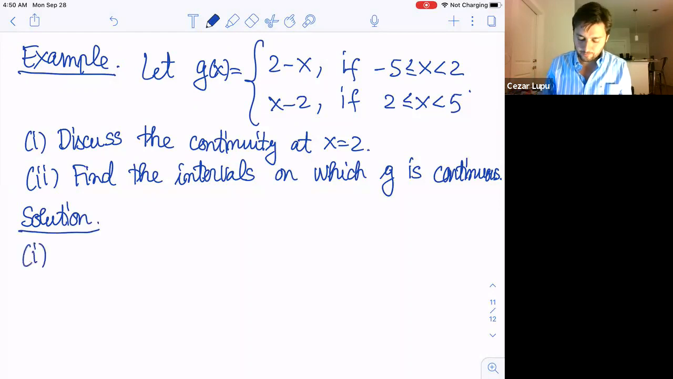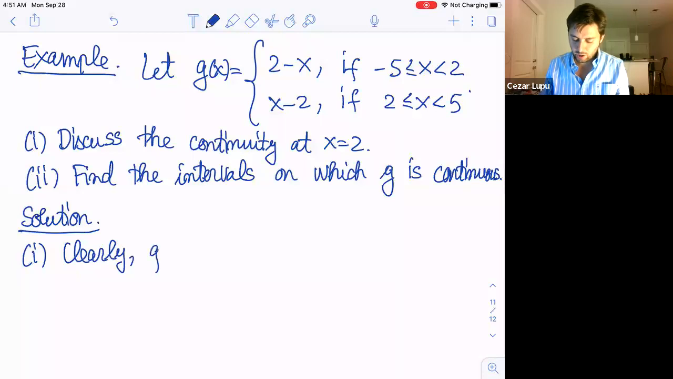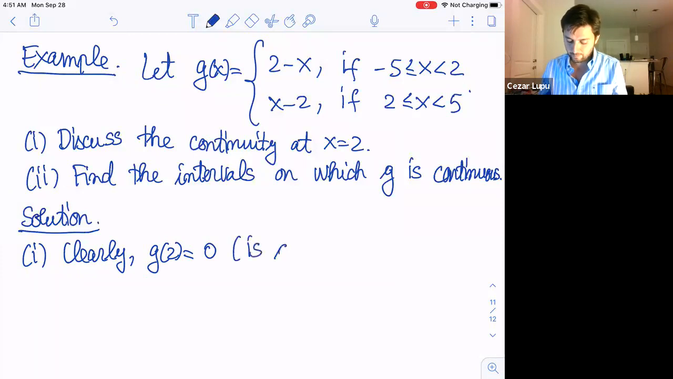Let's see the first one. So let's see how this function is defined. Clearly, g of 2 is what? Well, it will be 2 minus 2, which will be 0, right? As you can see, it's on the second piece of my function. So g of 2 is defined, and it's actually 0.